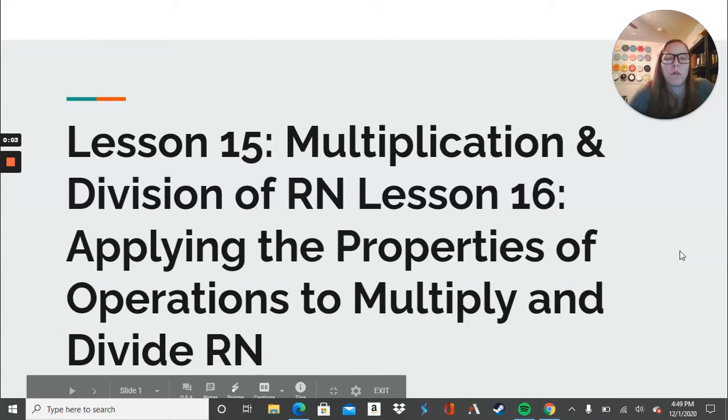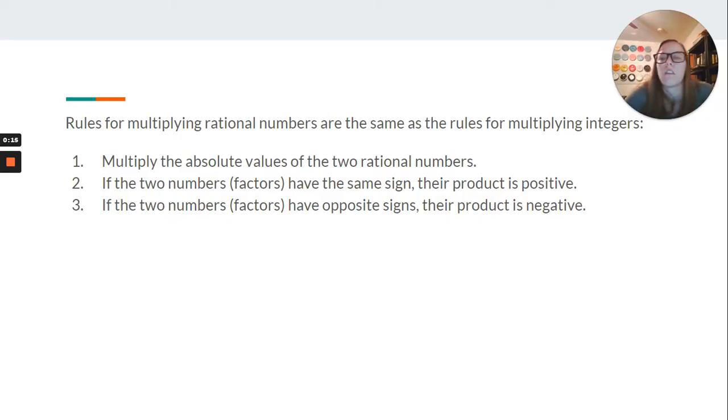Yesterday we looked at lesson 14, today's 15 and 16, so multiplication and division of rational numbers, that's what the RN stands for, and applying the properties of operations to multiply and divide rational numbers. So rules for multiplying rational numbers are the same as rules for multiplying integers.